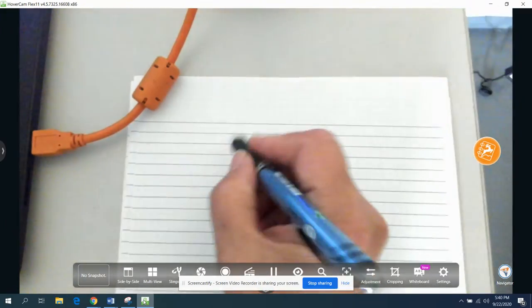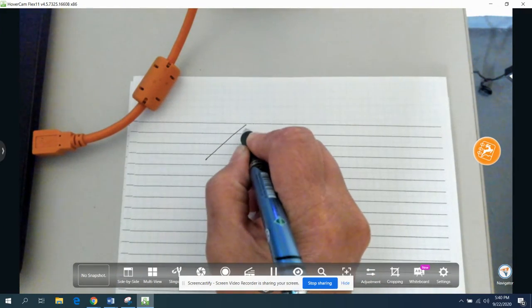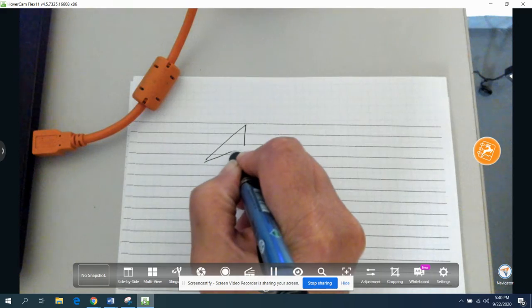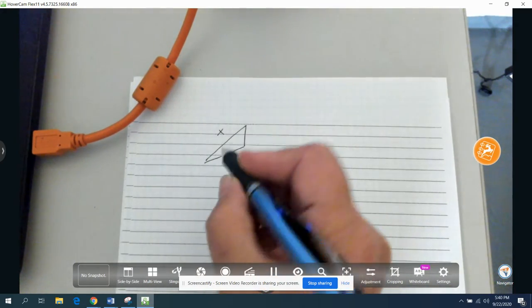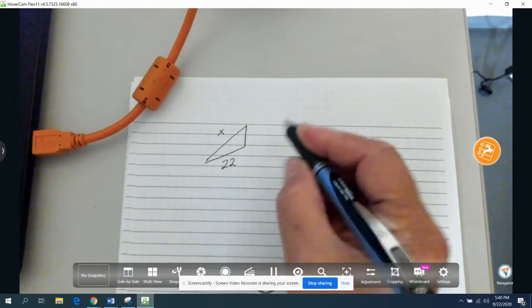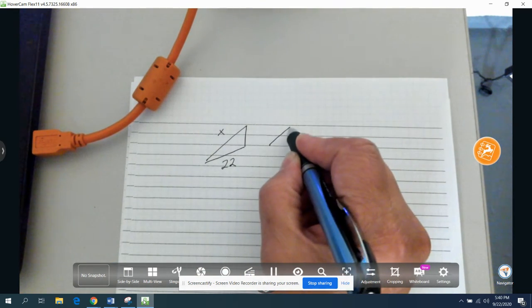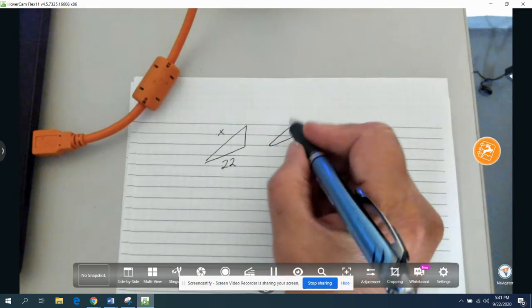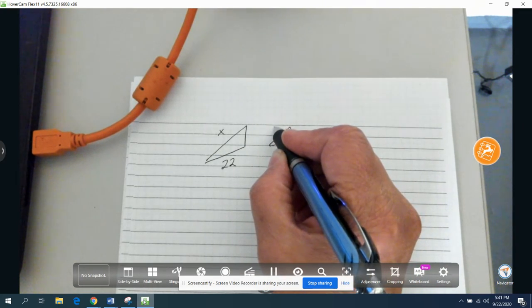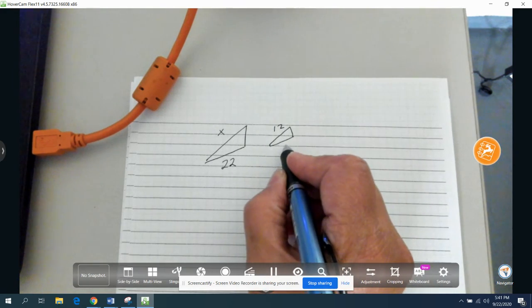Okay, I wanted to take a minute to go through the problem that I asked you to complete yesterday. We have a triangle that had a side length of x and a side length of 22, and it was proportional to this other triangle, and we wanted to find the side length given that this longest one was 12 and this side was 8.